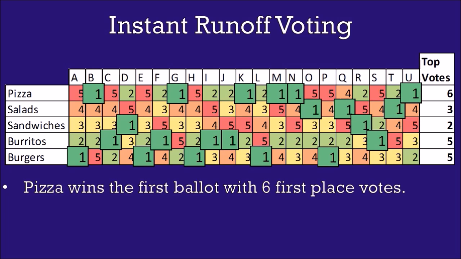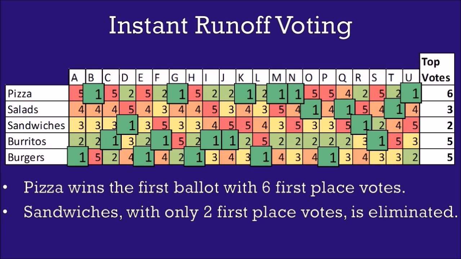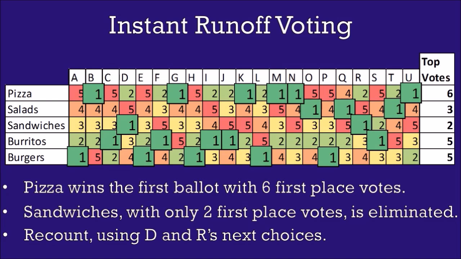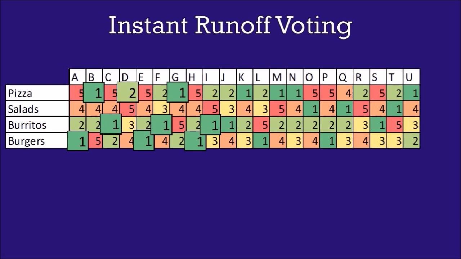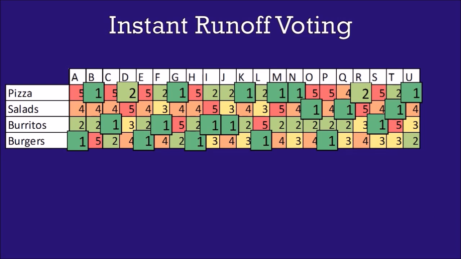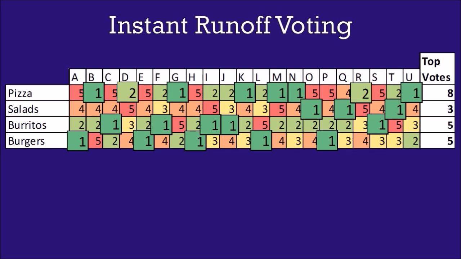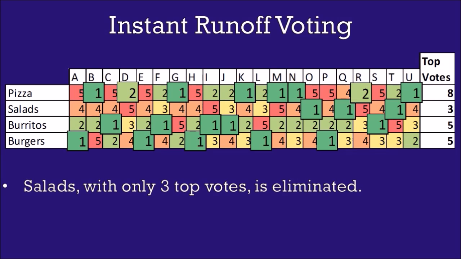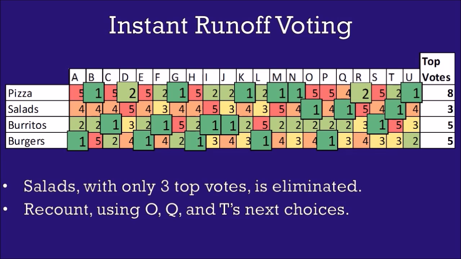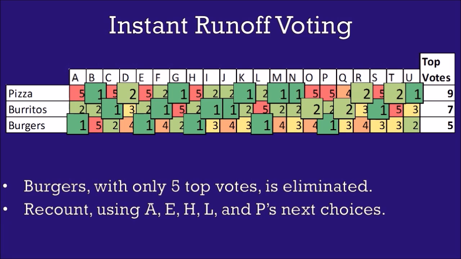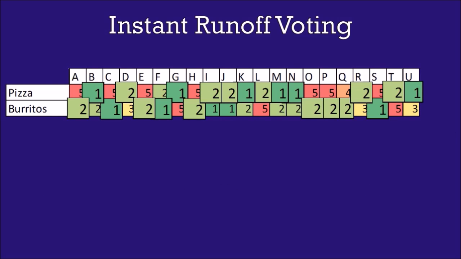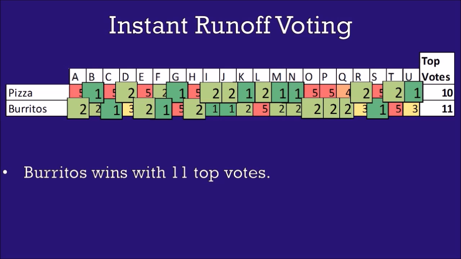However, instead of declaring a winner, we eliminate the least popular option. Everyone whose first choice has been eliminated now has their second choice votes counted. We see that both D and R preferred pizza as their second choice, so in the second count, pizza has 8 total votes. But that still isn't a majority. We have to repeat this process, this time looking at the next preferred choice of those ballots which preferred salads. Finally, we repeat this for burgers, and we are left with only 2 options, pizza with 10 votes and burritos with 11 votes. Burritos has won with 57% of the vote.